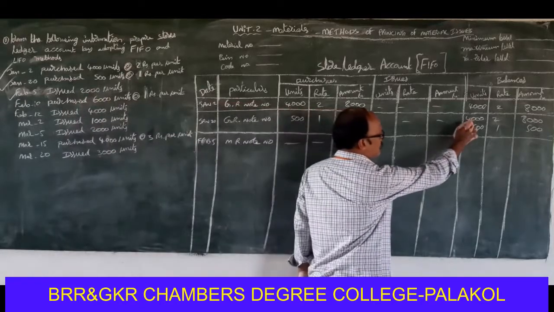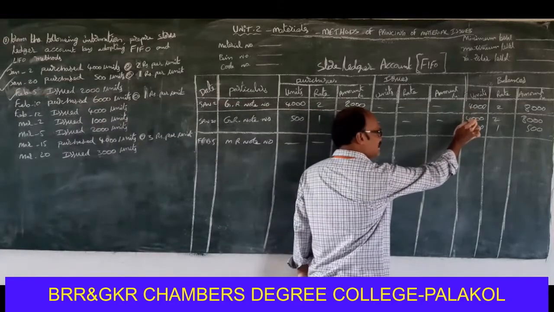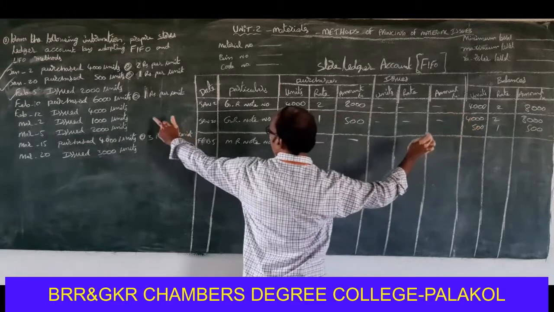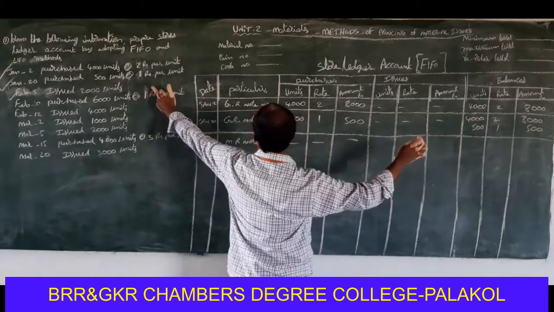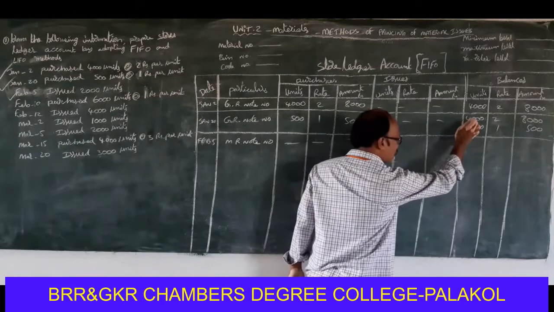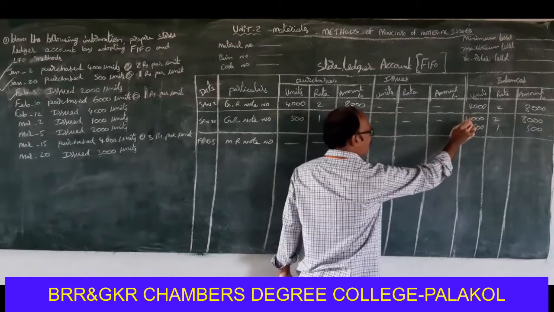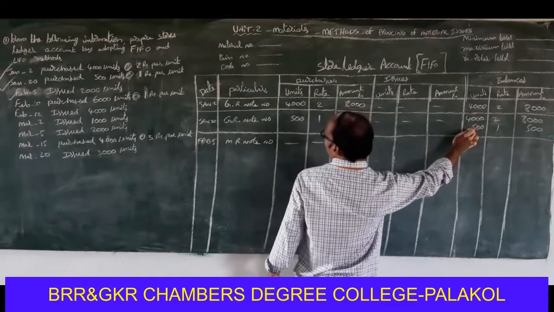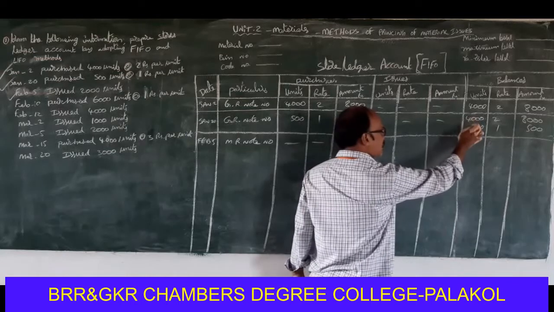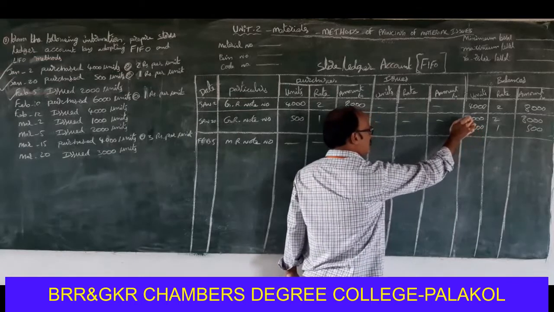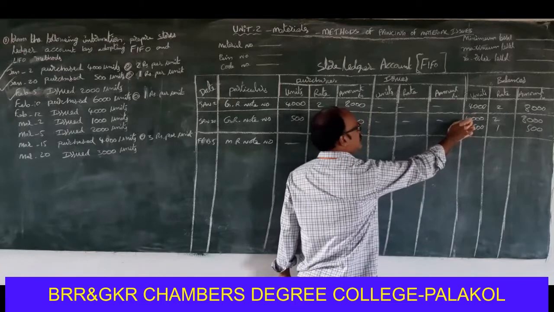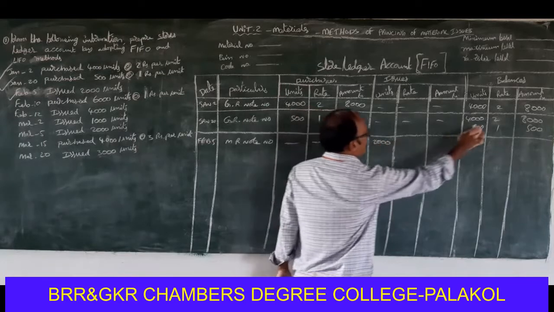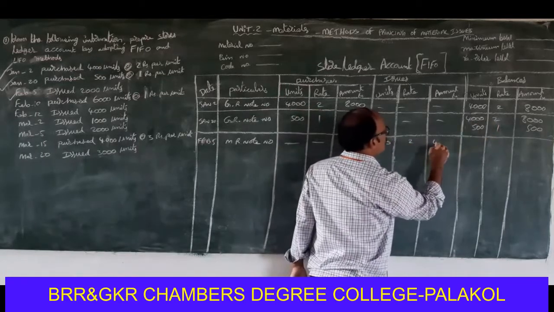First received this one, so we must release from this only. Okay, first in, first out. So the 2,000 units of materials must be released from this only. Because why? We received material on January 2nd and this one on January 20th. That's why, on the basis of first in, first out, the 2,000 units must be released from this only. So 2,000 units at the rate of 2 rupees per unit, 4,000 rupees.